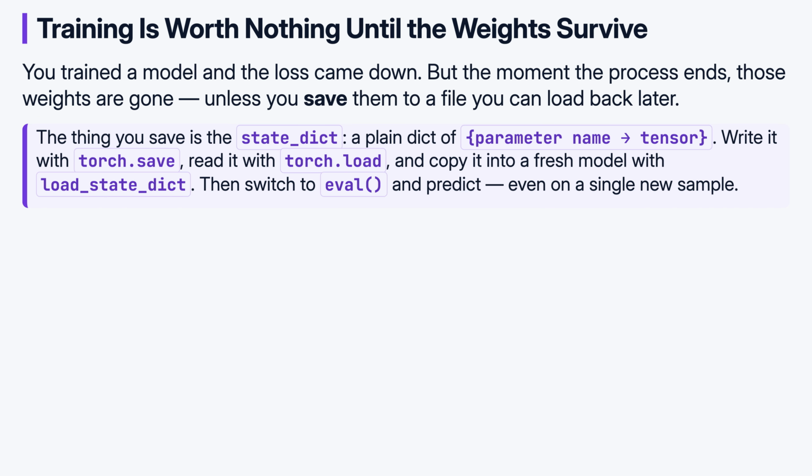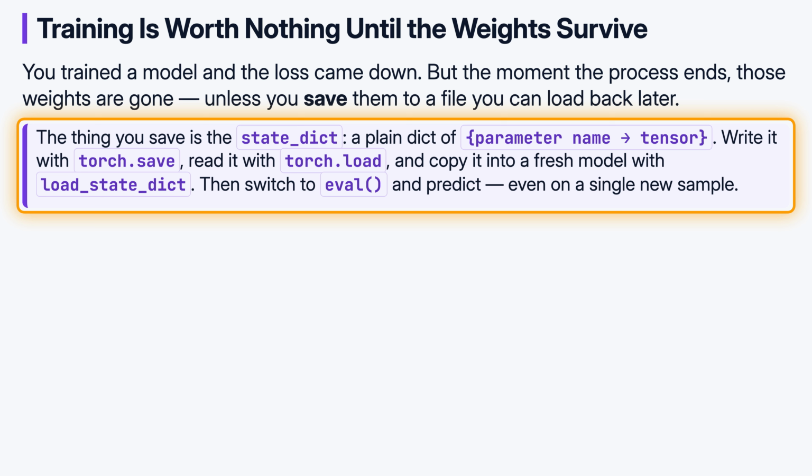You trained a model and the loss came down. But the moment the process ends, those weights are gone, unless you save them to a file you can load back later. The thing you save is the state dict, a plain dict of parameter name to tensor. Write it with torch.save, read it back with torch.load, and copy it into a fresh model with load_state_dict. Then switch to eval and predict, even on a single new sample.